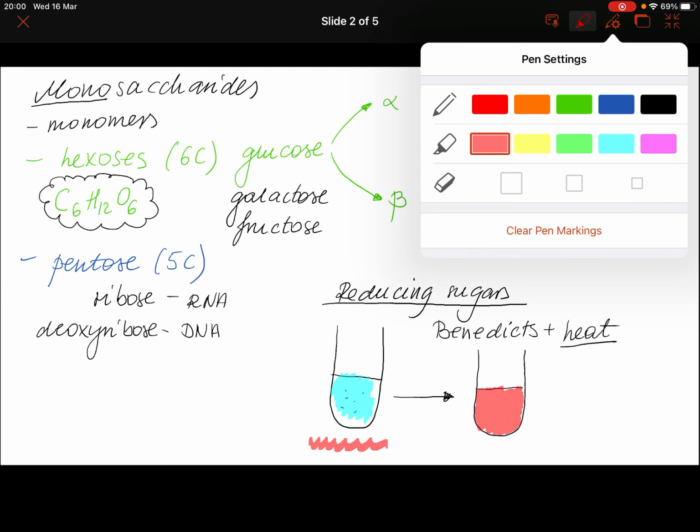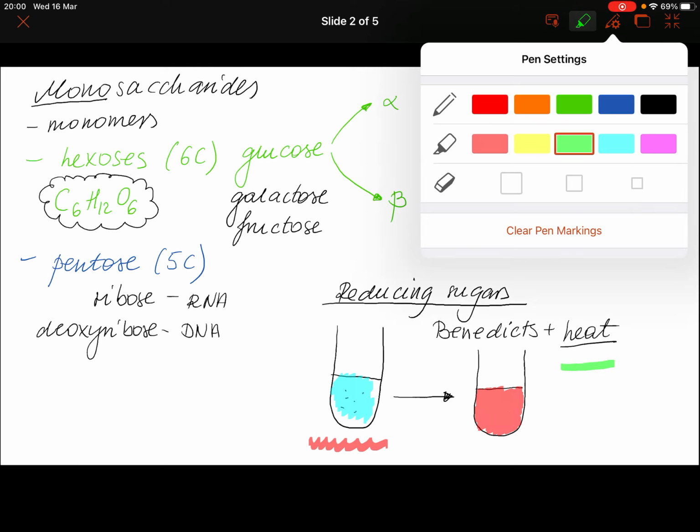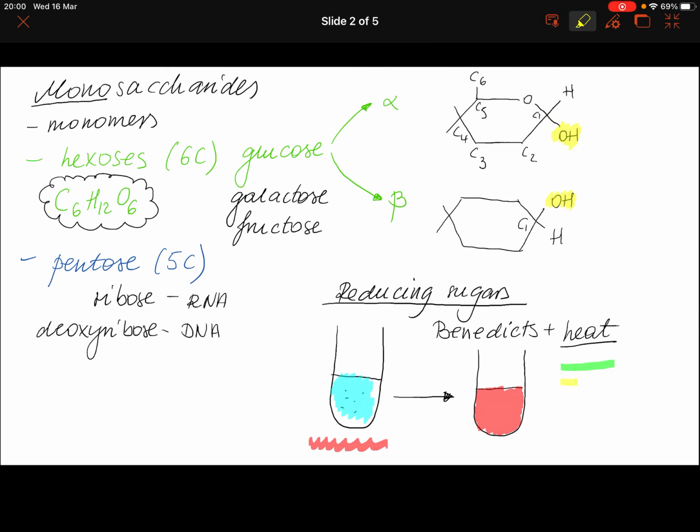However, you could also get different color changes, which also give you the positive results. We could get a green color. We could get yellow color. We could also get orange color. The reason we get different colors depends, of course, on the amount of the sugar present in your sample. But remember, the perfect model answer would be you would use the Benedict's test, and you will heat the solution, and the color will change from blue to red.